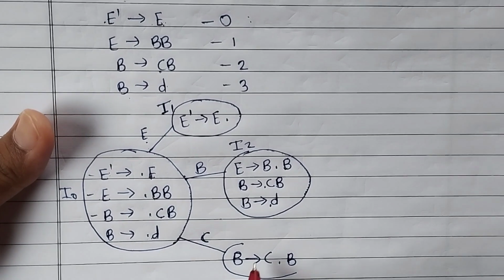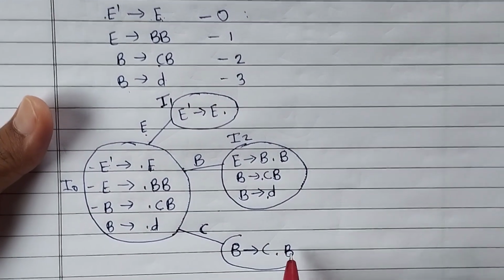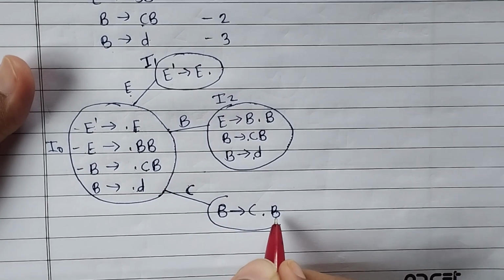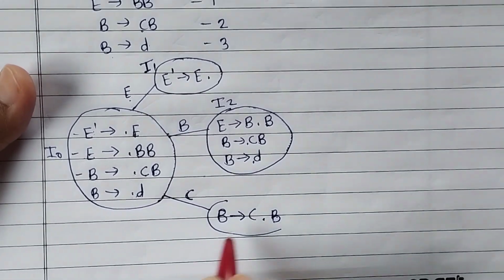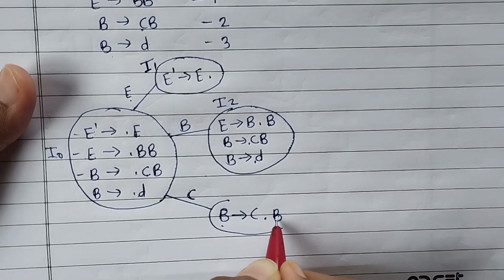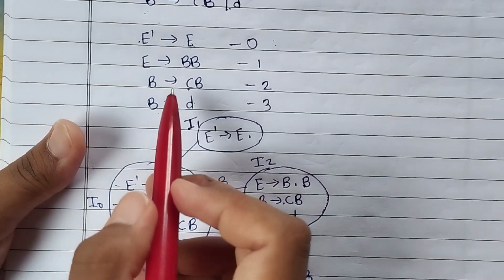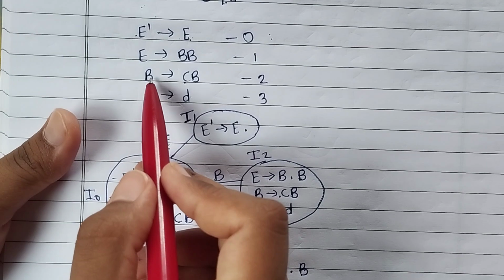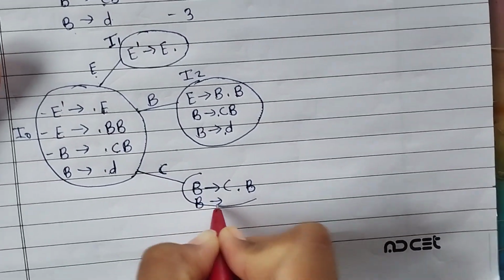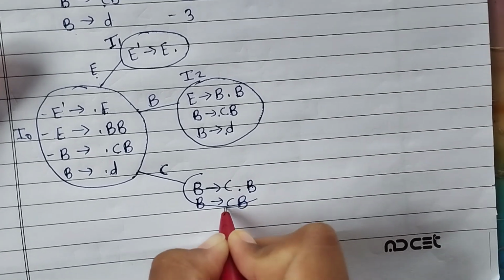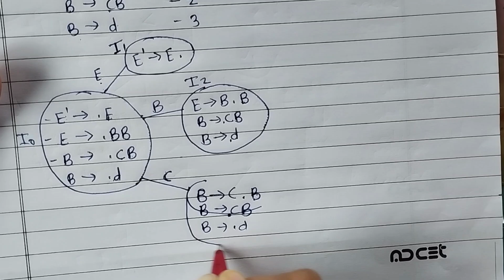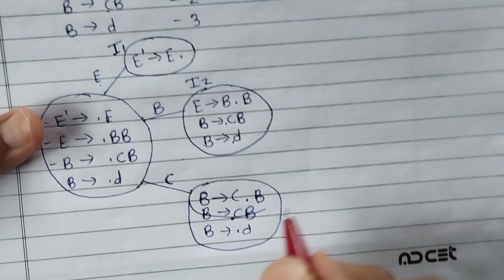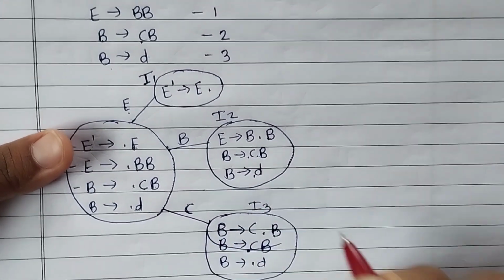Now wait, this dot is followed by a non-terminal. If the dot is followed by a non-terminal, then write all the grammar of the non-terminal. So again, the grammar of B in our original grammar is B → CB and B → D. So write B → .CB and B → .D, and this is the state, which is the I3 state.